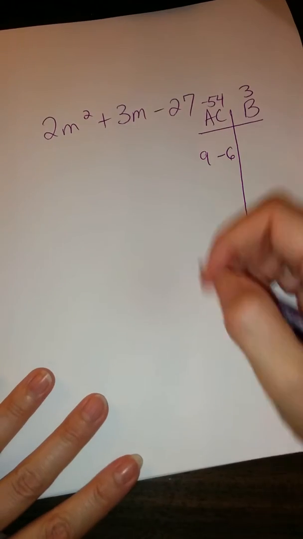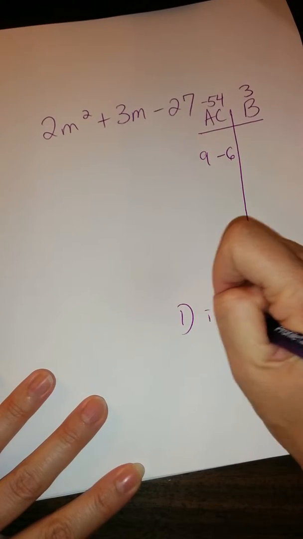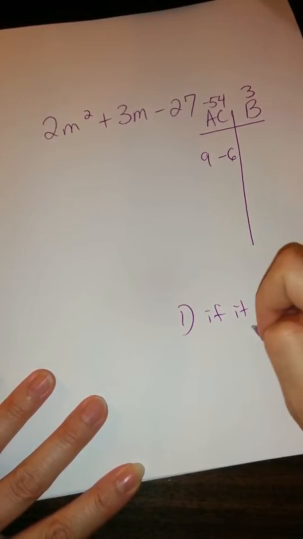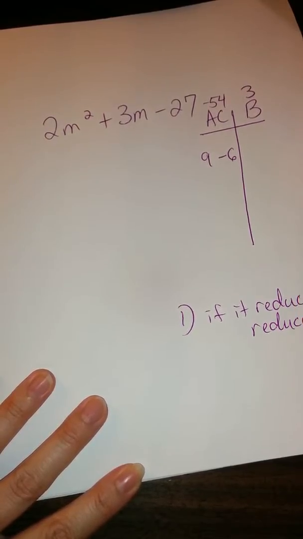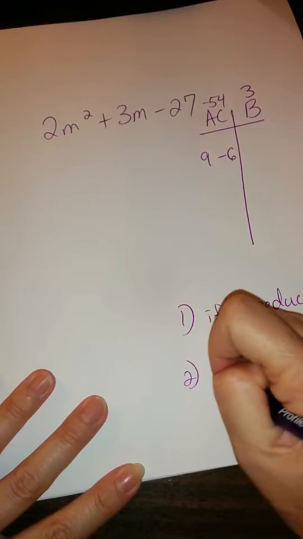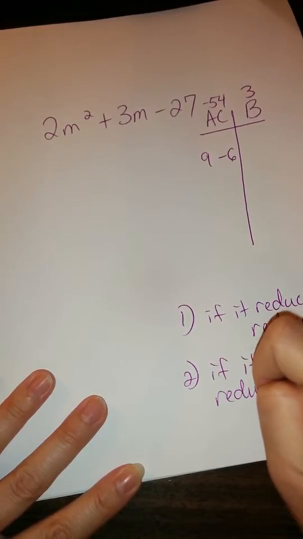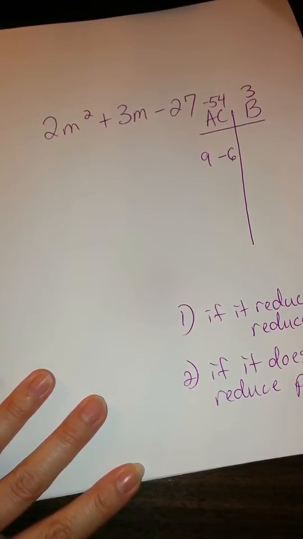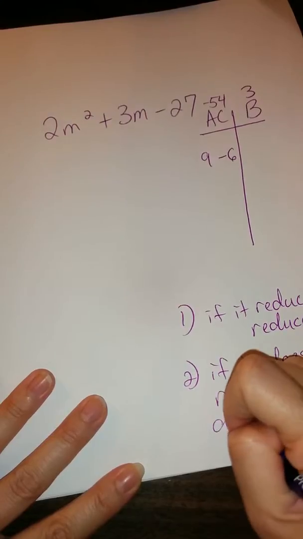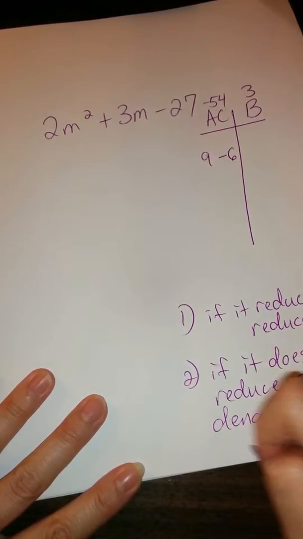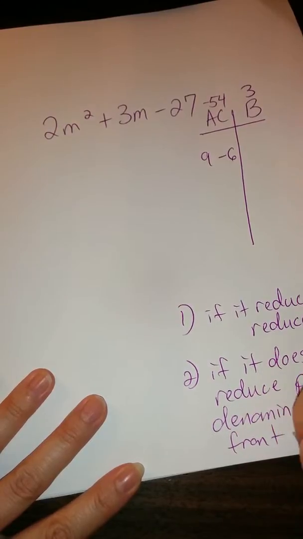So here's what we're going to do. We're going to play a little game. Here are the rules of the game. Number 1, if it reduces, reduce it. Number 2, if it does not reduce, pop the denominator in front of your variable.